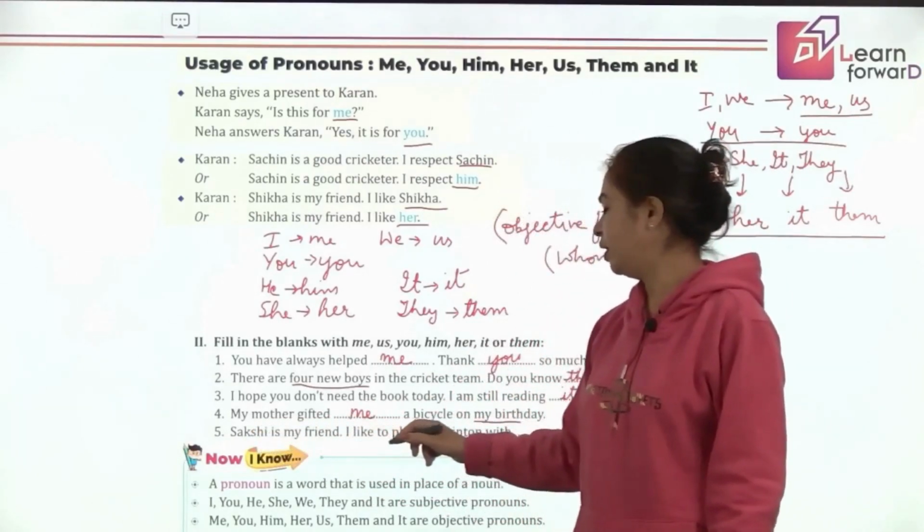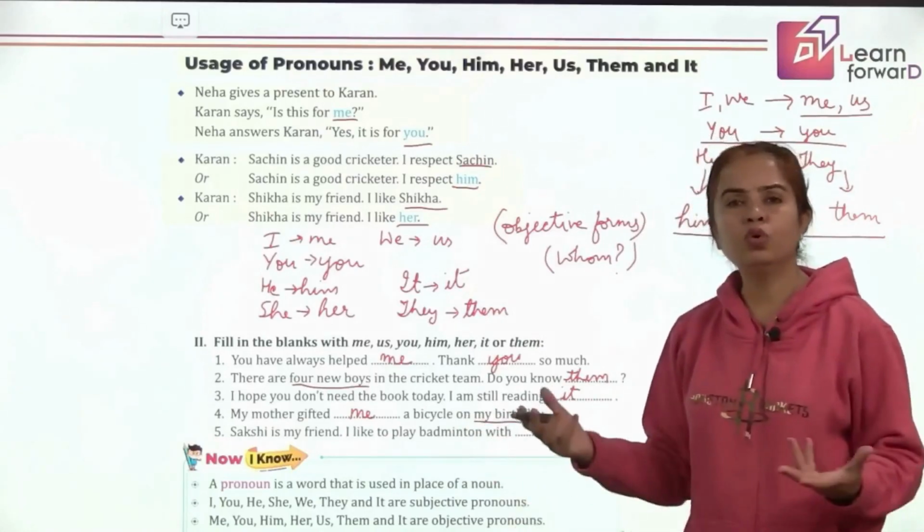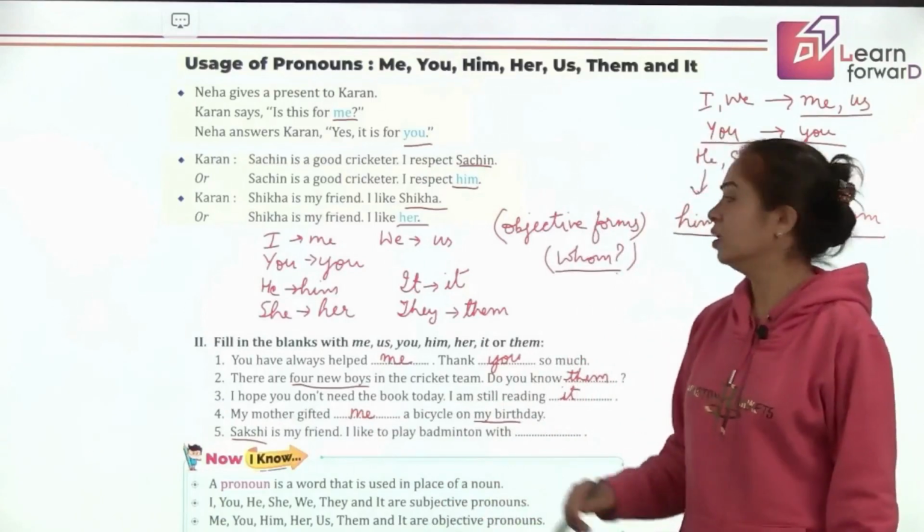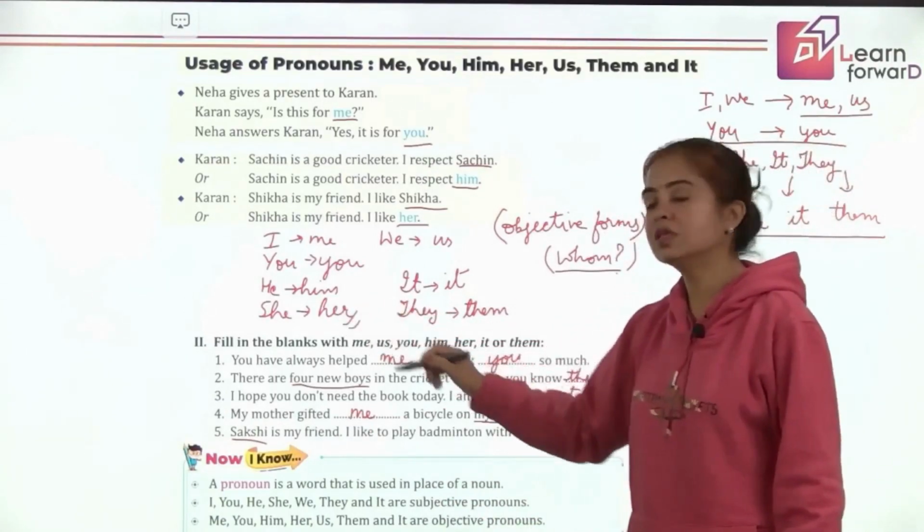Sakshi is my friend. I like to play badminton with whom? Again, it's giving an answer to whom. Sakshi is a girl. So, for she, you will use her. Good.